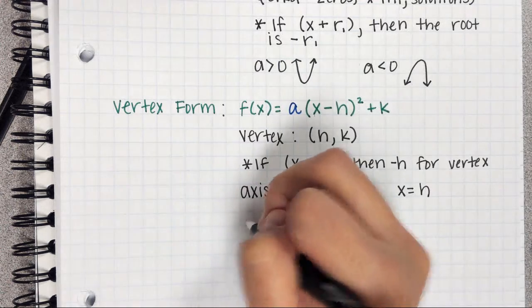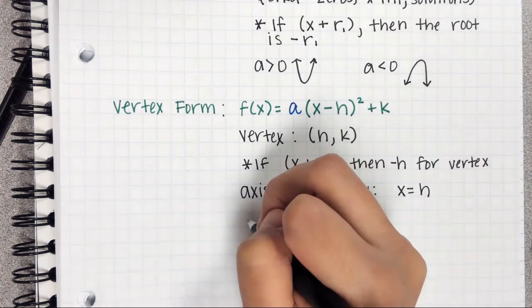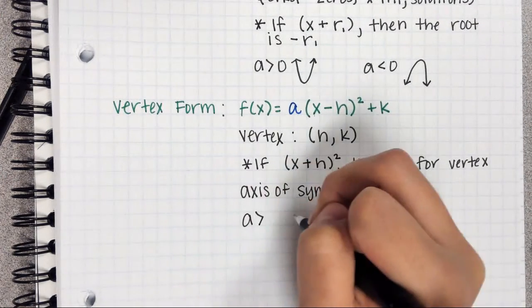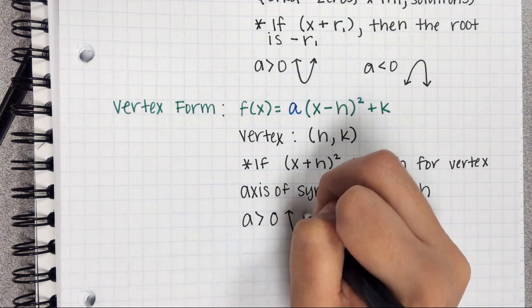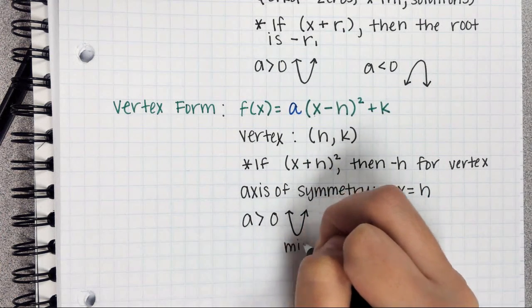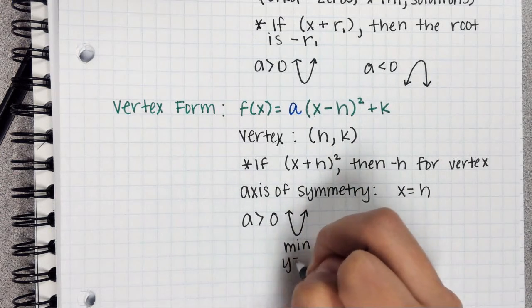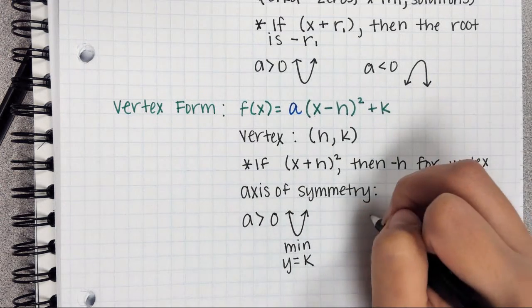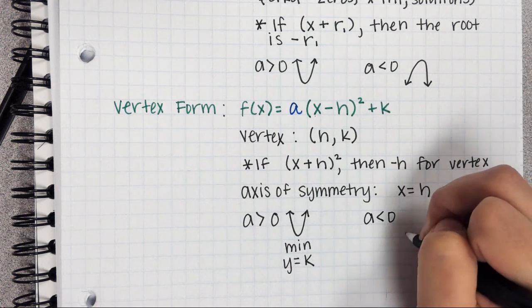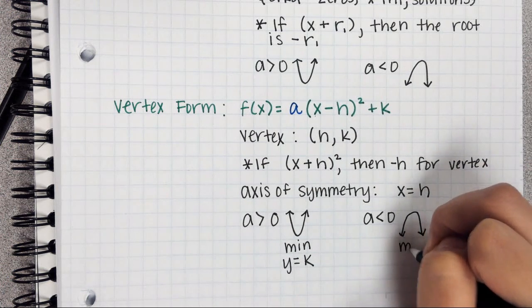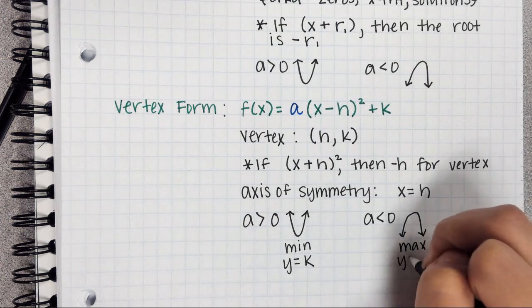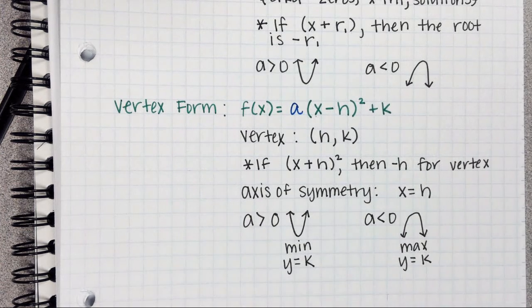You can also find if it's a maximum or minimum, just like the other ones. If a is greater than 0, it's a minimum, meaning the minimum value is at y equals k. And if a is less than 0, it's a maximum, meaning the maximum value is at y equals k. Okay, next we're going to learn algebraically how to move between the different forms.